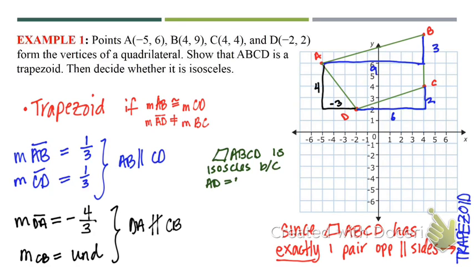Now, it is isosceles because AD equals 5 and so does BC, as you can see, using the Pythagorean theorem. So you can see that that's 5 as well, by using the Pythagorean theorem.